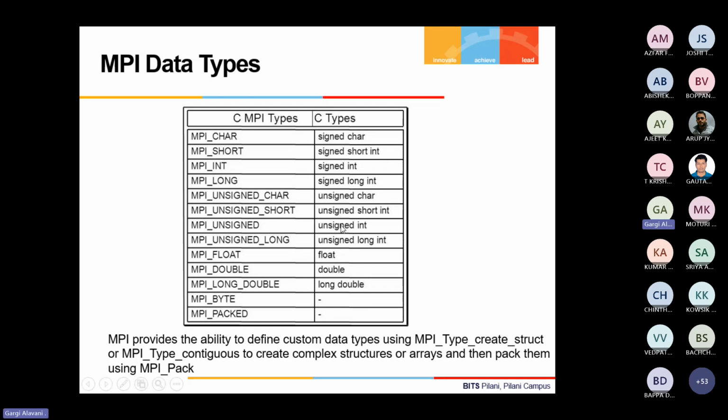So here, as you can see, these are the data types which are there: character, short, int, long, whichever are very common in most programming languages. But you can also create custom data types using MPI type create, or MPI type contiguous, which help you create these complex structures of arrays, and then you can pack them with MPI pack.